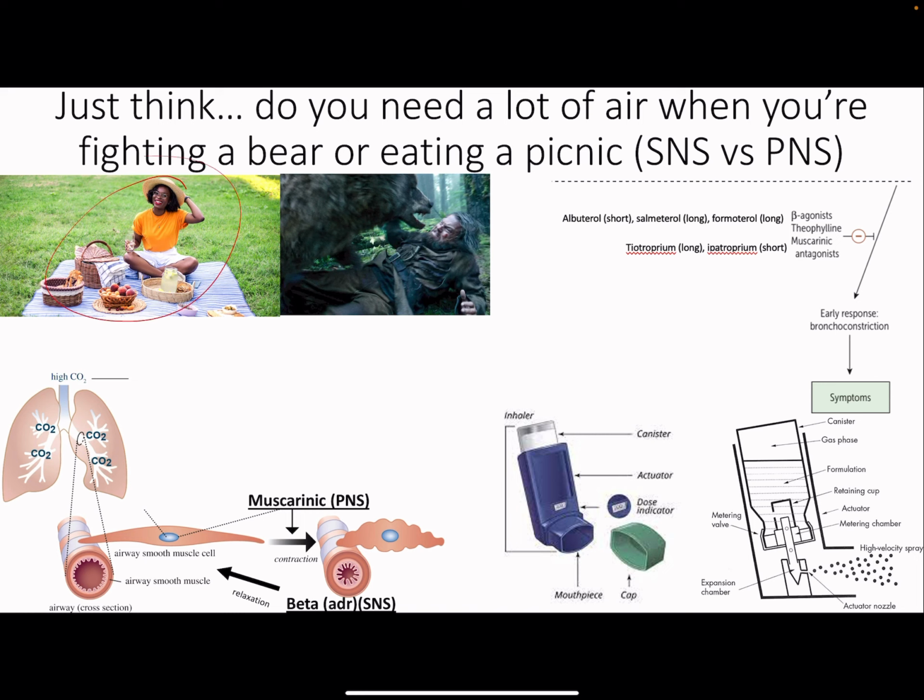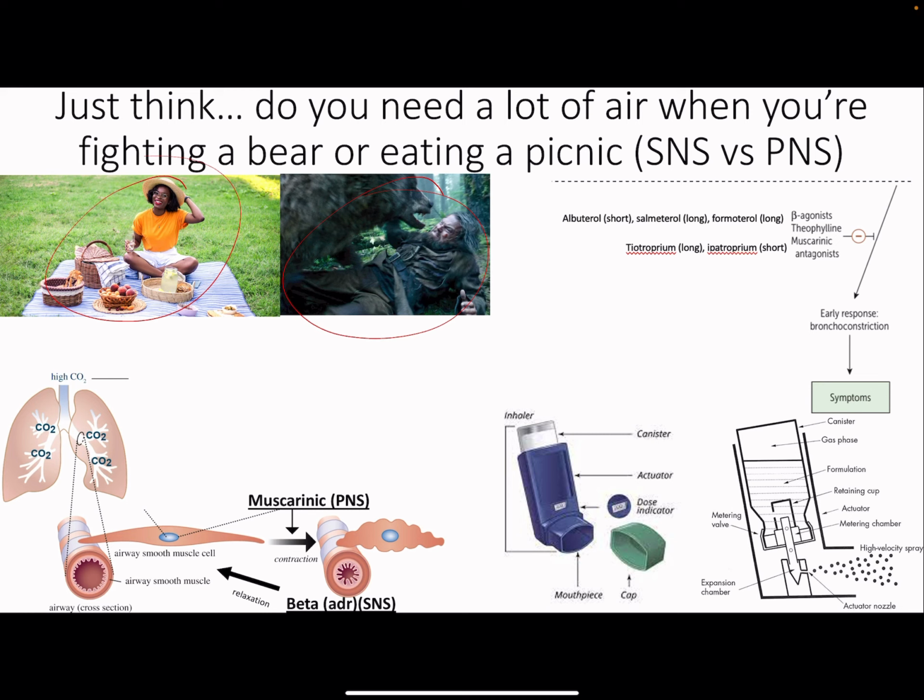All right, so again, still in the damage response thing, if you're having a picnic, you of course don't need that much air. Air is always good, but you don't need to bring in extra air. You're just kind of chilling. But if you're fighting a bear or you have some sort of sympathetic nervous system response, you're going to need extra air because evolutionarily your body didn't know how long you'd be running or fighting, so more air is going to be useful.